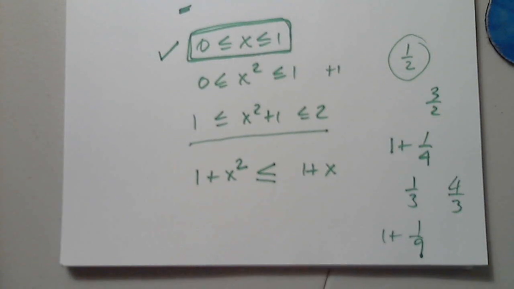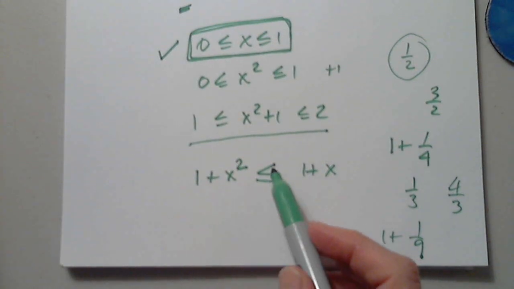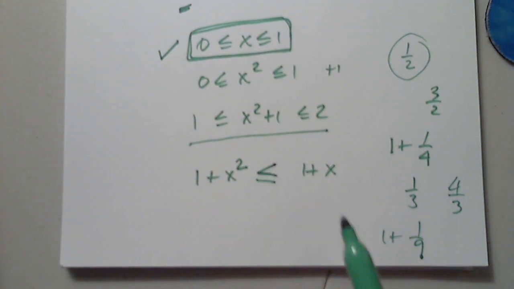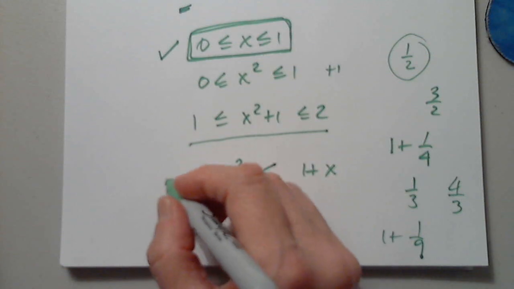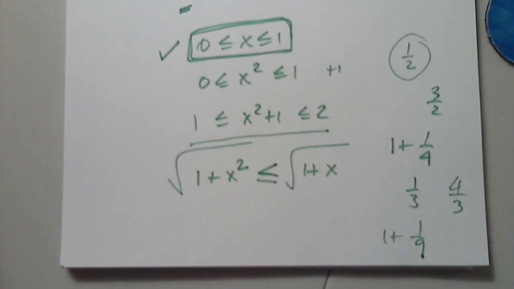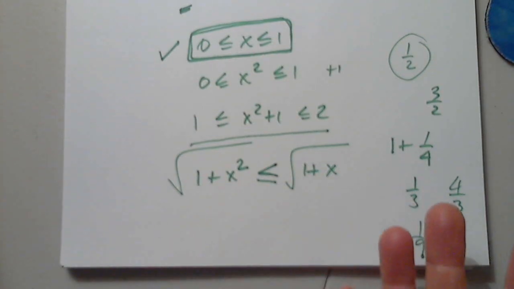Now what if it's just 1? If it's 1, it's 2. Yes, less than or equal to 2 is correct. So therefore, their square roots will also be in the same relationship. This is one of the properties.